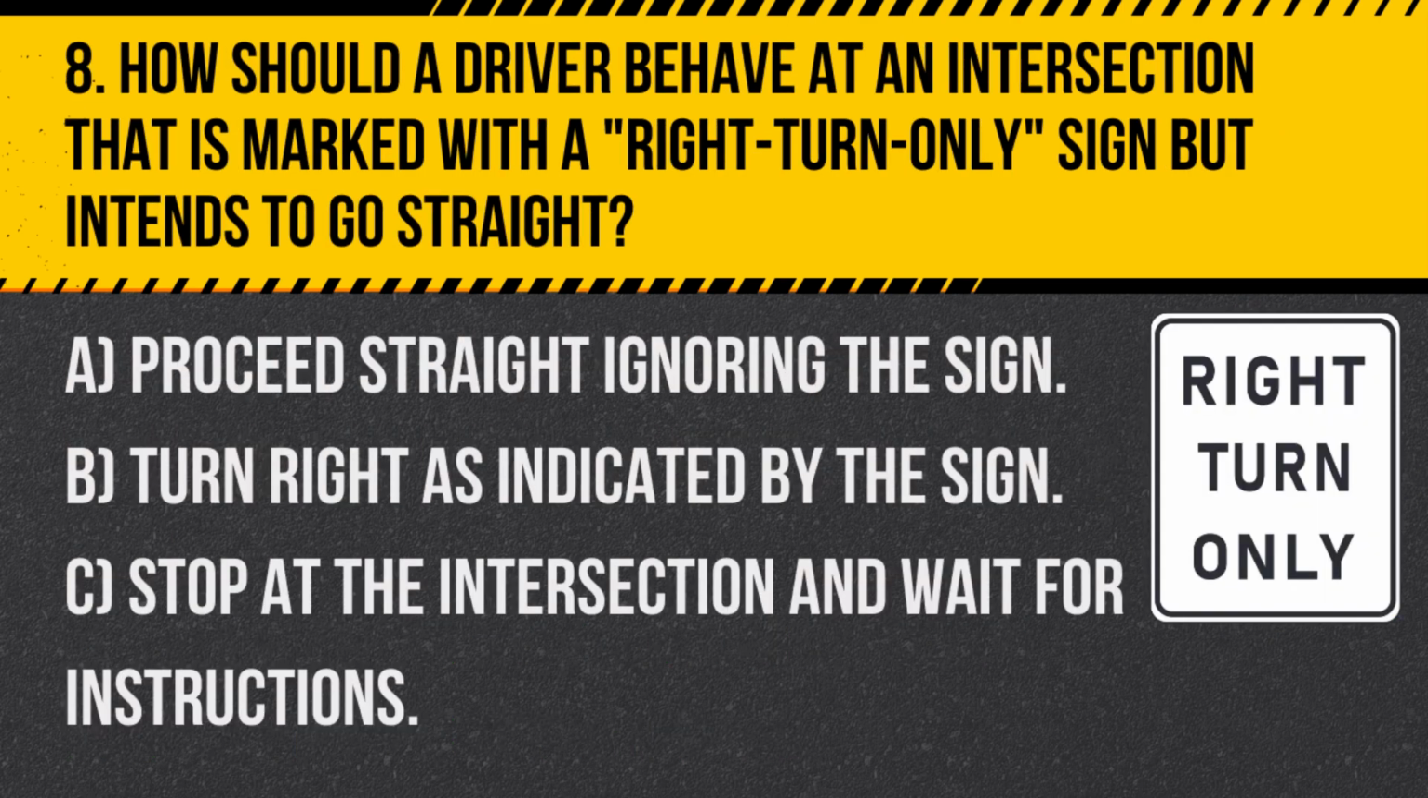Question 8. How should a driver behave at an intersection that is marked with a right turn only sign but intends to go straight? A. Proceed straight ignoring the sign. B. Turn right as indicated by the sign. C. Stop at the intersection and wait for instructions.